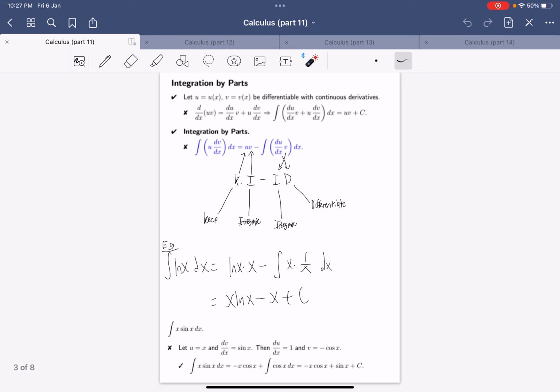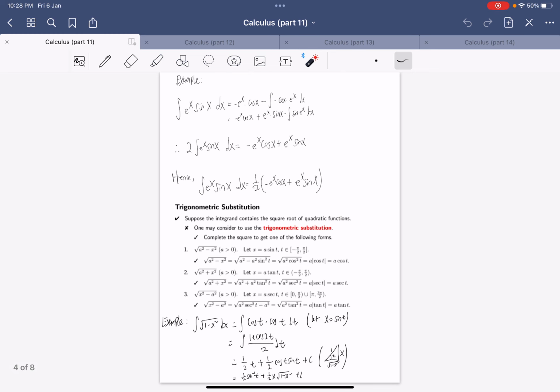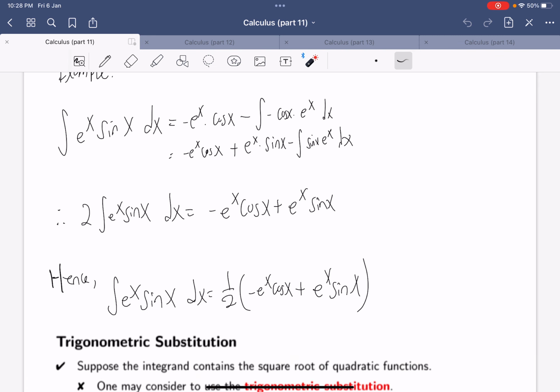So you can see how integration by parts helps us when we have terms that are multiplied together, functions that are multiplied together, and we're not sure how to integrate all of it at once. So we can check out this example, and here I want to illustrate another trick and illustrate the remark that I made earlier. So we want to integrate e to the power x sine x.